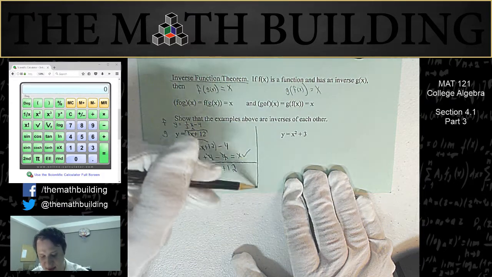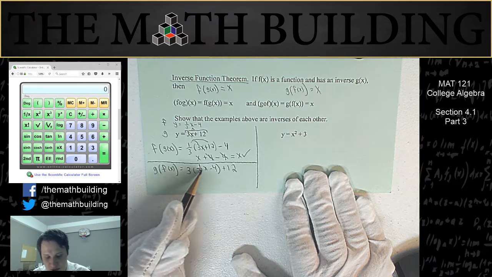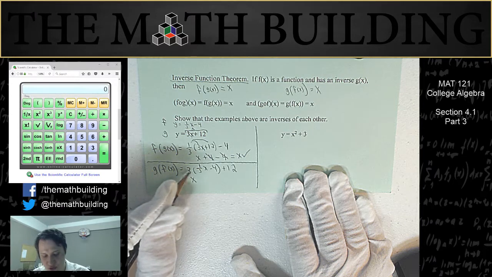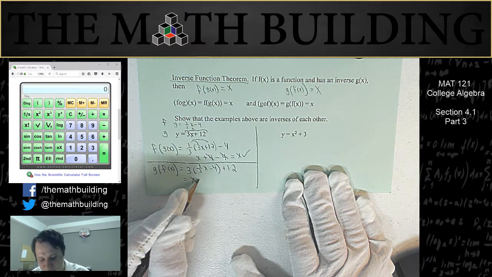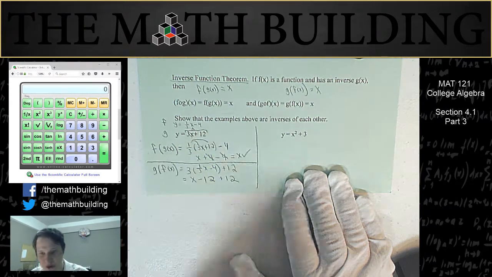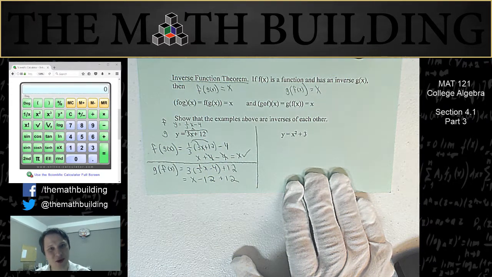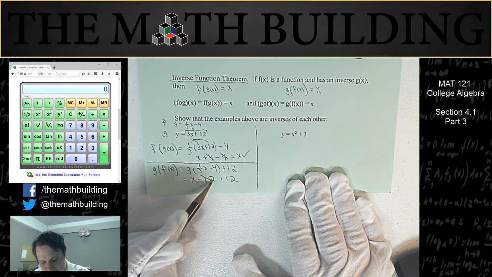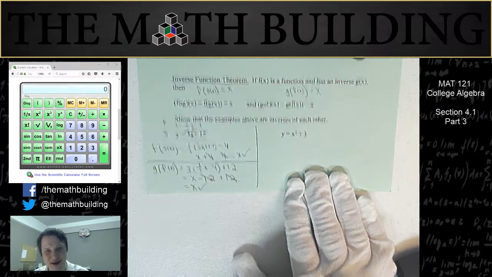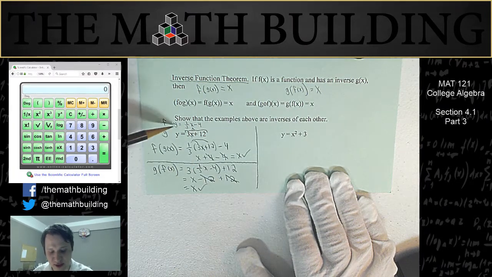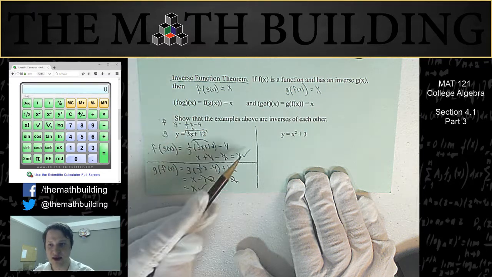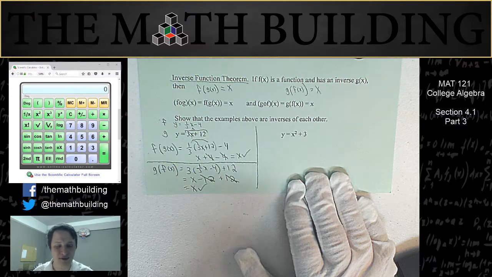All right, so let's see what happens. Let's distribute. 3 times a third x is just x. 3 times negative 4 is negative 12, thanks to the distributive property. And then on the end, I have plus 12. And what do you know? Negative 12 cancels 12, and I'm just left with x. So you can see that these two functions are inverses of each other, because when you plug one into the other, either way, you get x both times.